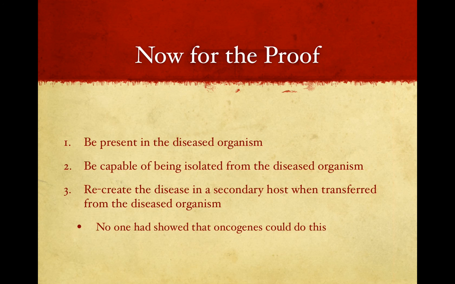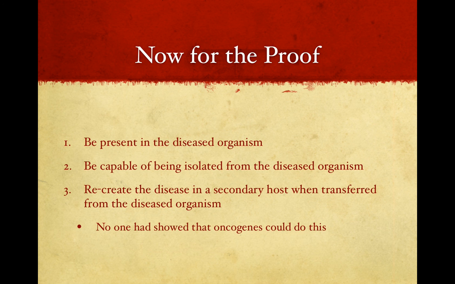A main reason for that is, of course, empiricism. In order to prove that something like this is the cause, you have to be able to isolate it from the system and then test it separately. And third, you have to be able to recreate the disease in a secondary host when transferred from the diseased organism. That means that if you take out this problem and put it into another organism, then it would also get the disease.